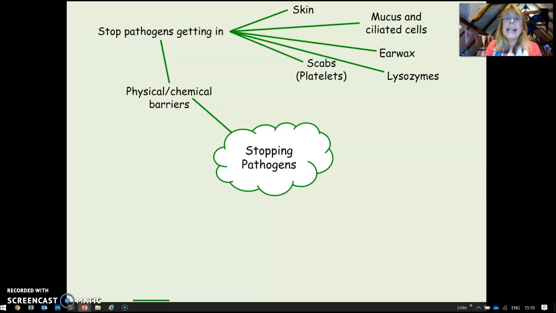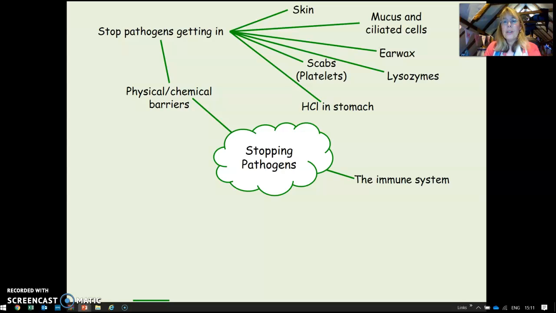Scabs are caused by a particular type of blood cell called platelets, which cause a fiber to be formed and stops the blood cells from going through and eventually forms that scab to stop any new pathogens from entering where that wound occurred. And of course, there's that wonderful hydrochloric acid in our stomach. If there's any food that we've ingested, such as a badly cooked sausage at a braai or a barbecue, the hydrochloric acid in our stomach will try and destroy that pathogen.